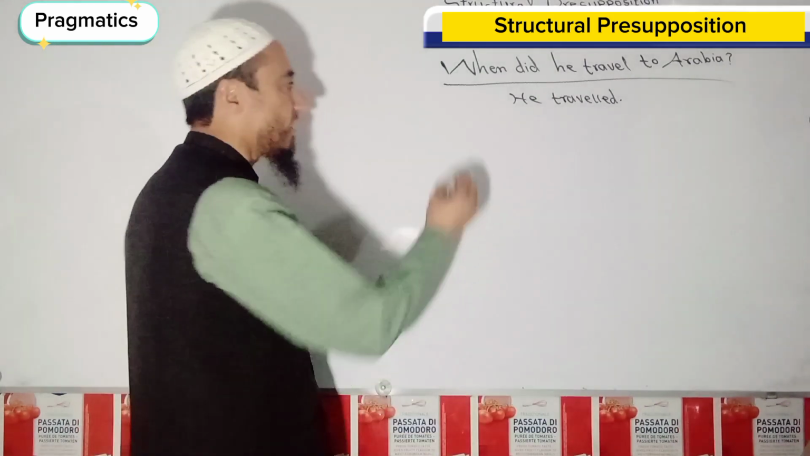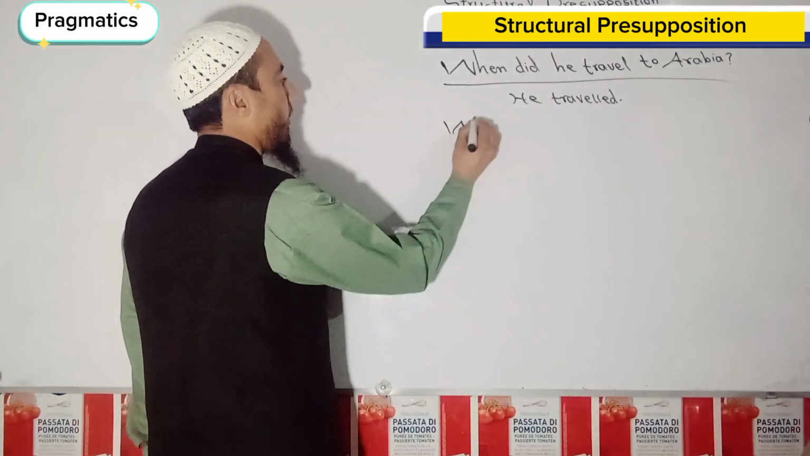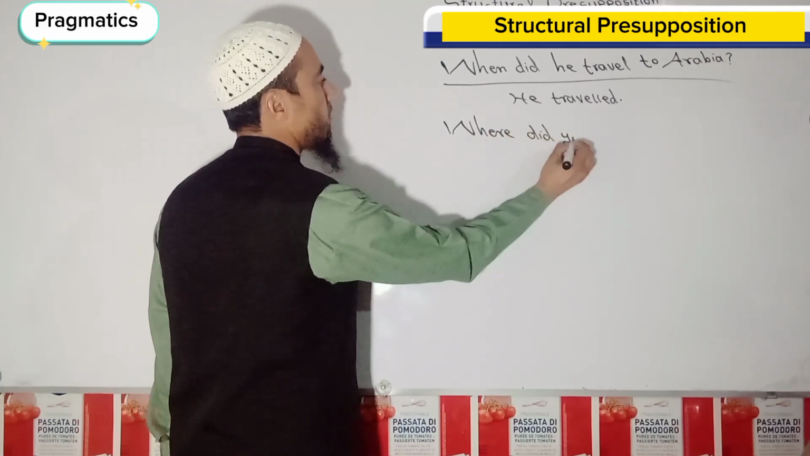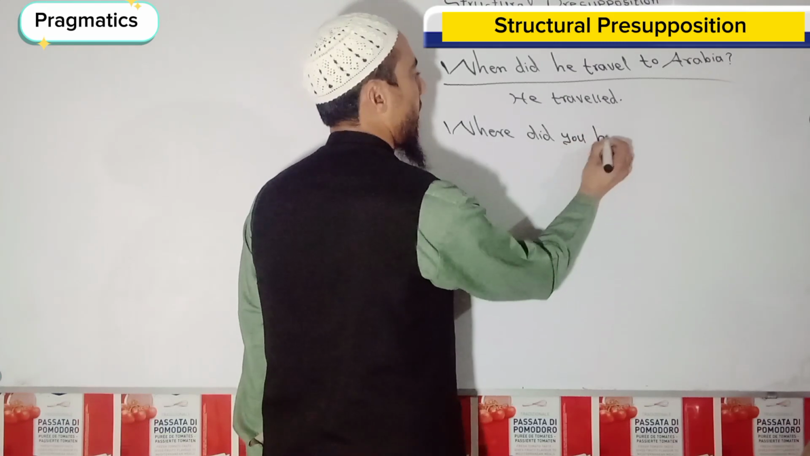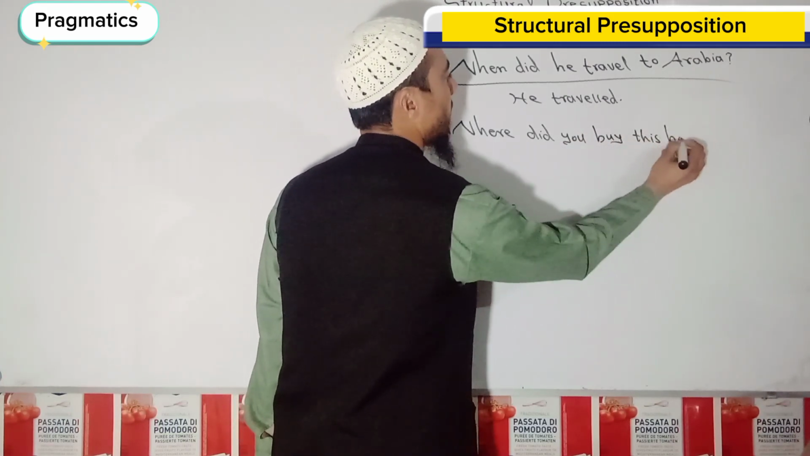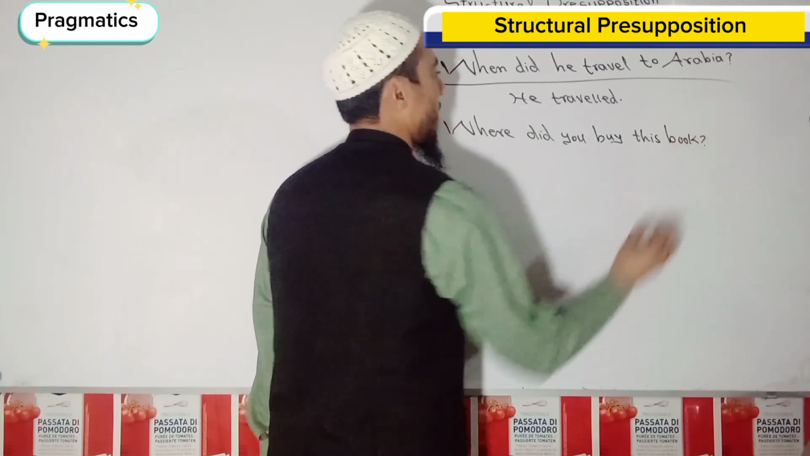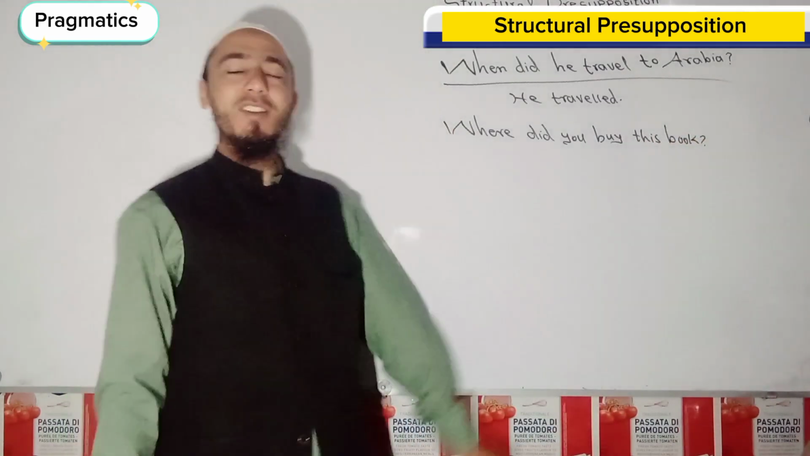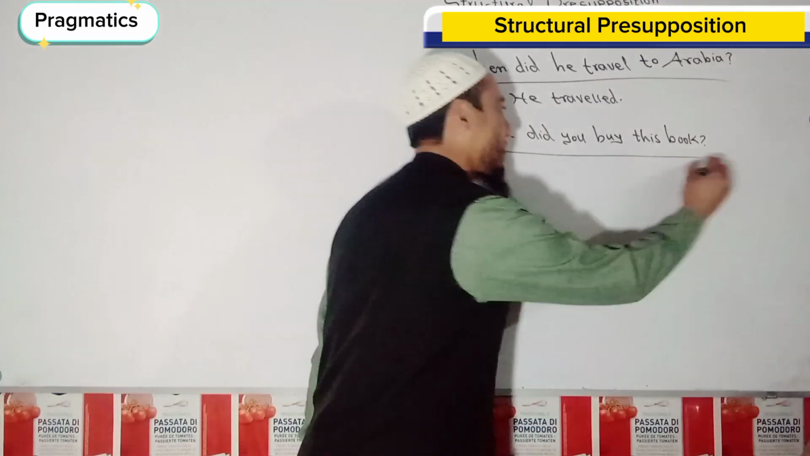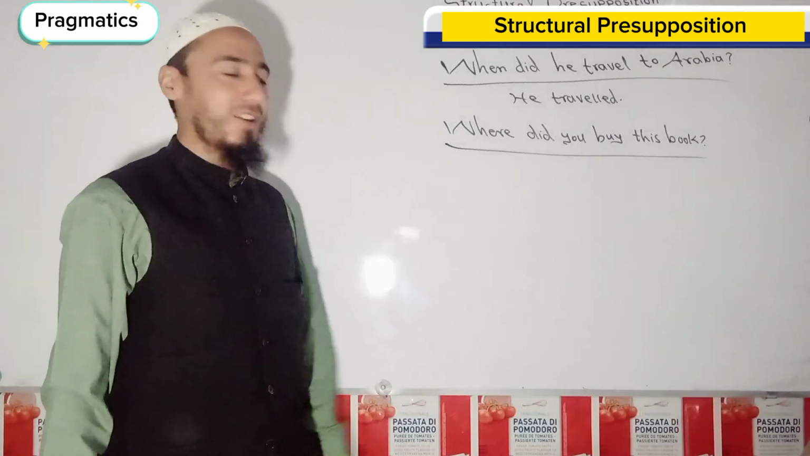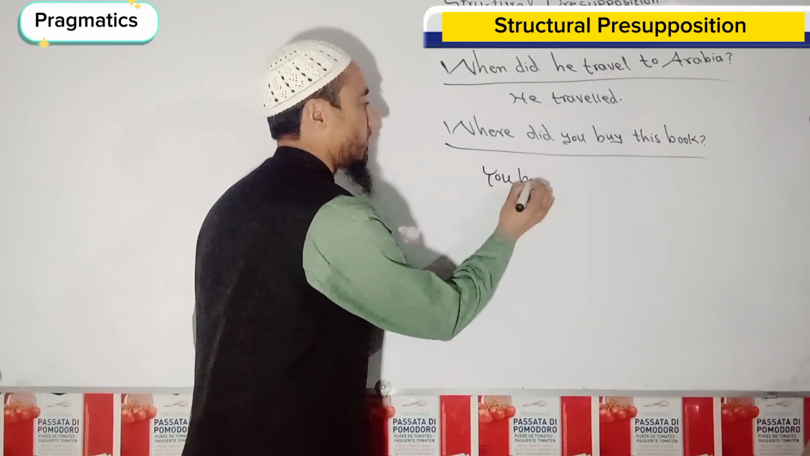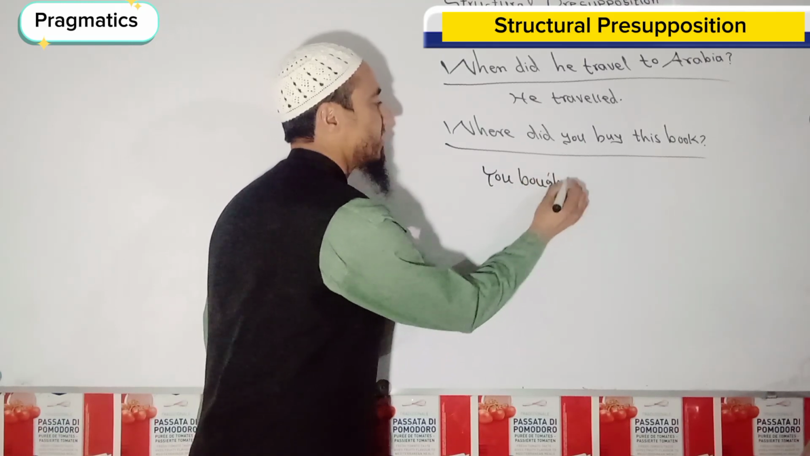Okay. The next example is, where did you buy this book? You see this example, where did you buy this book? So due to the structure, the presupposition of this utterance is that you bought the book. It means that you bought the book.